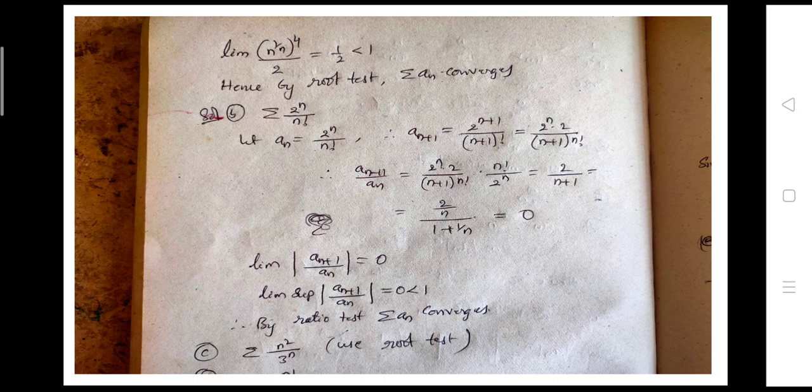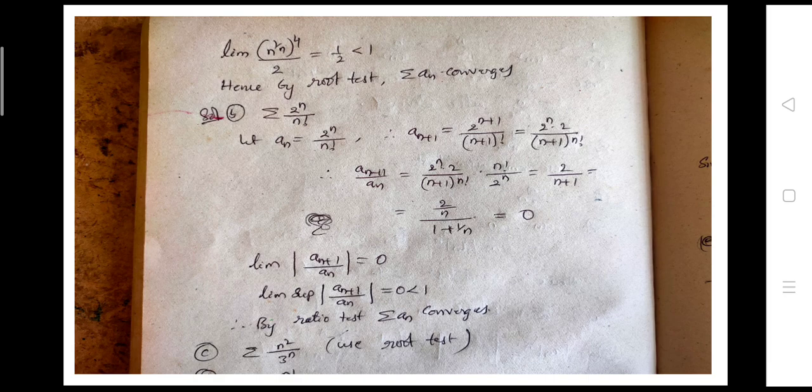So finally limit of |a_(n+1) by a_n| is equal to what? 0 only. Therefore limit of |a_(n+1) by a_n| is equal to what? 0. That is 0 is less than 1. Less than 1 means it converges only. Therefore by ratio test, sigma a_n converges.